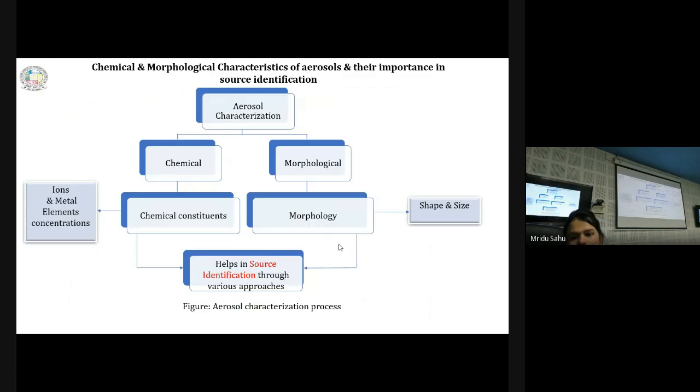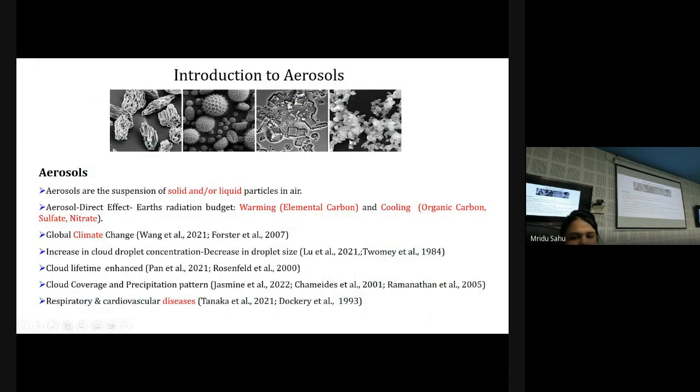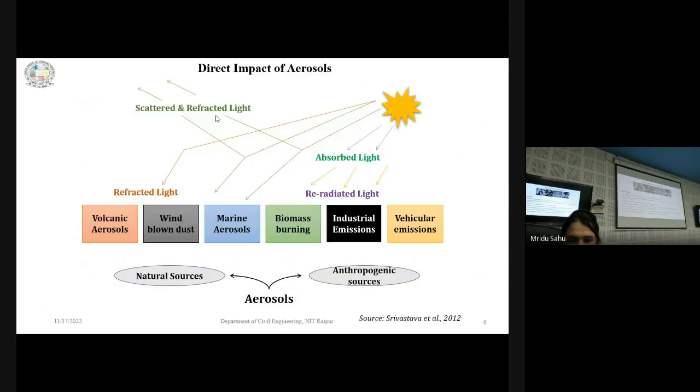The chemical and morphological characterization is required for source identification. Here, aerosol characterization, that is, aerosols we have discussed, they can be categorized and identified chemically or morphologically. The first image of aerosol I showed you was the morphological one. The image which I showed earlier, I'll show you once again. Yeah, this one. This is known as the morphological categorization or characterization of aerosol.